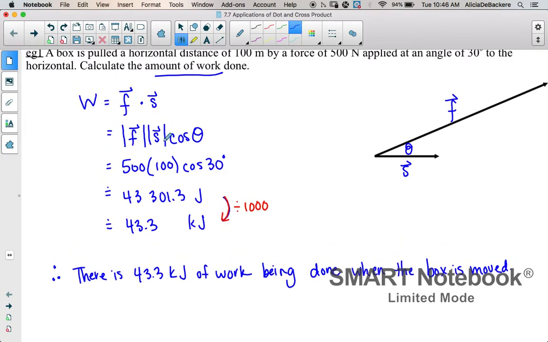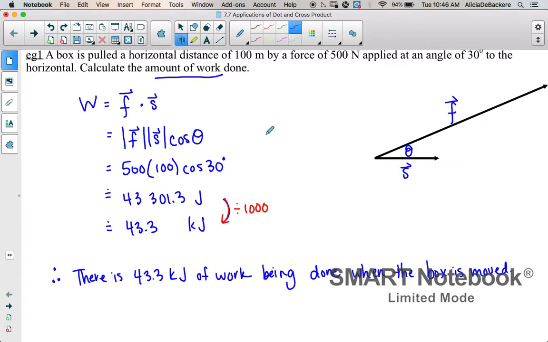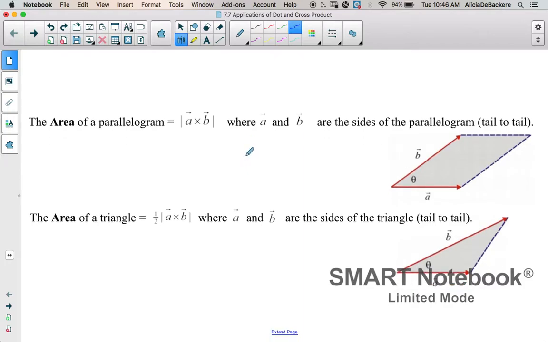So on your test, whenever I have a word problem, I do try to give you a bit of a hint about the unit, because you're going to see with some of the other ones the units are different. And again, I'll tell you how many decimal places to round to. All right, our next applications are areas and geometric figures.